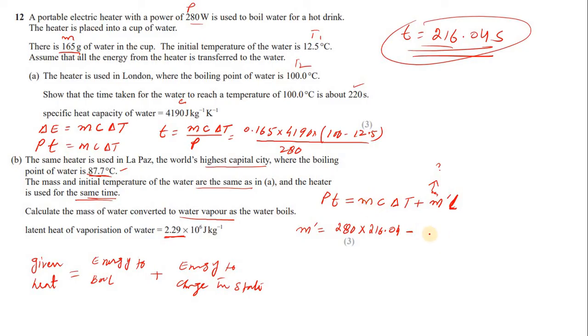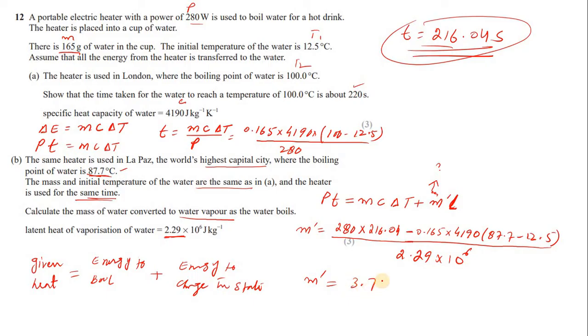M, the initial mass, is the same, 0.165, into specific heat, which is 4190 given here. Delta T is the change in temperature from 12.5 to 87.7, so 87.7 minus 12.5, and then divided by the latent heat of vaporization, which is 2.29 into 10 to the power 6. Once you solve that, the mass of the liquid water converting into vapor is 3.71 into 10 to the power minus 3 kilogram.